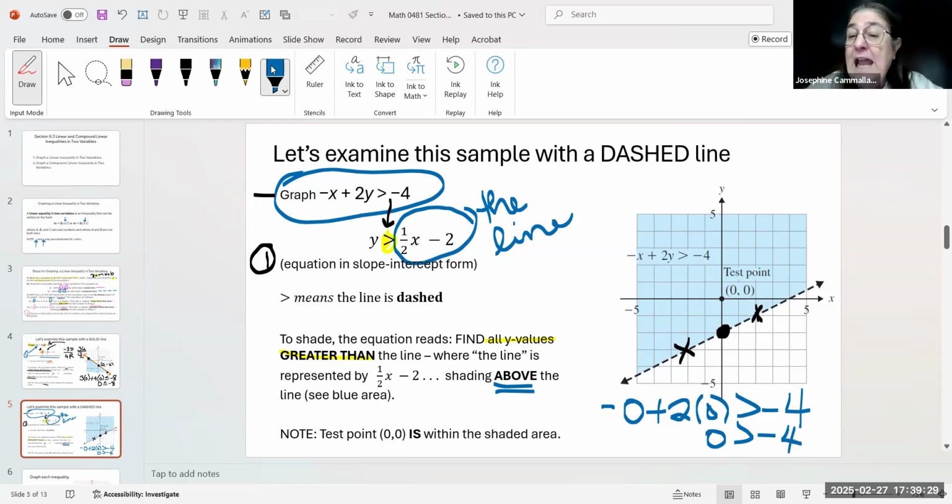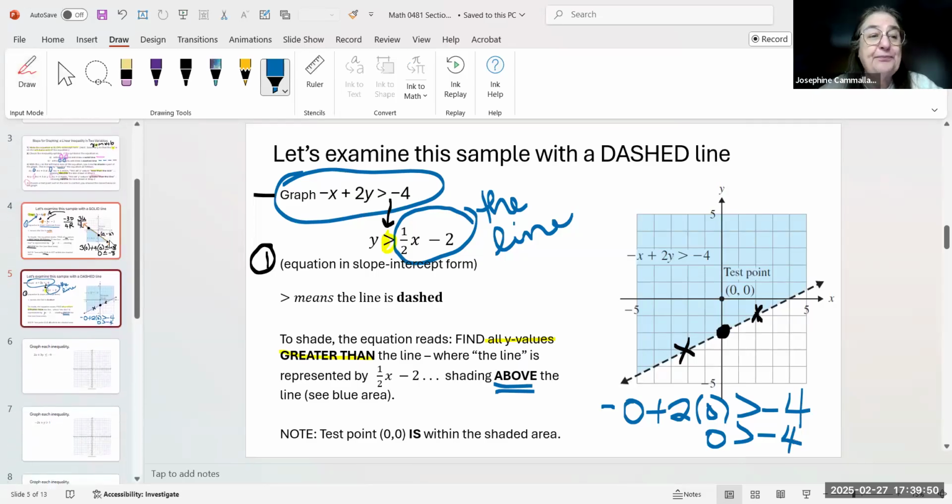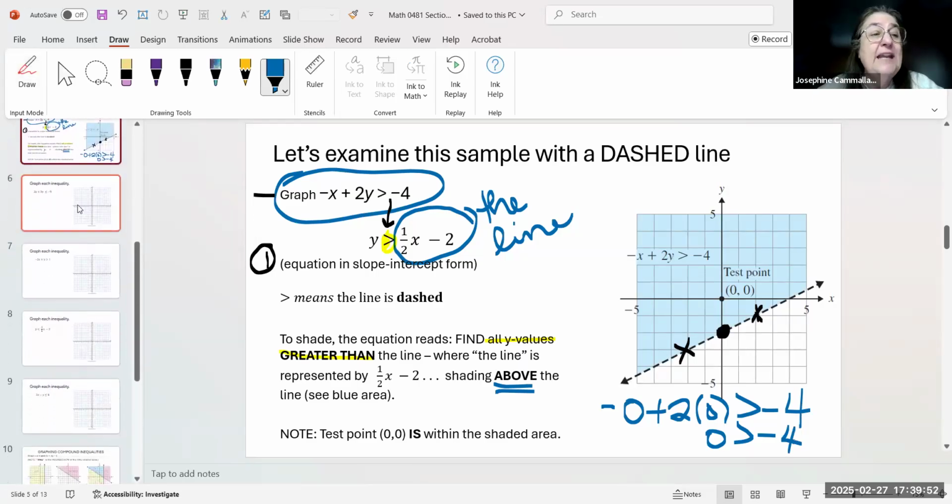Okay. And you can try any point you want. I like to always use the origin because that's a good indicator. It's either in the shaded area or it's not in the shaded area. But this is how the steps work. Now, we're going to do a couple together. And here we go.